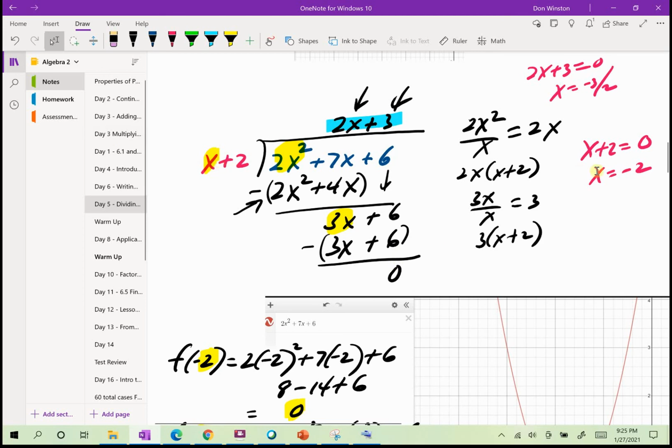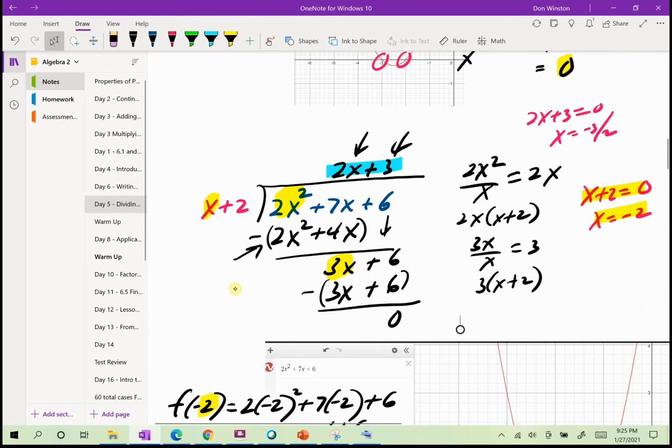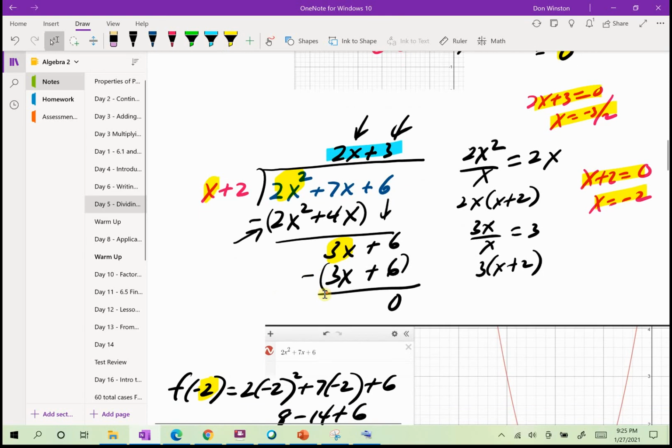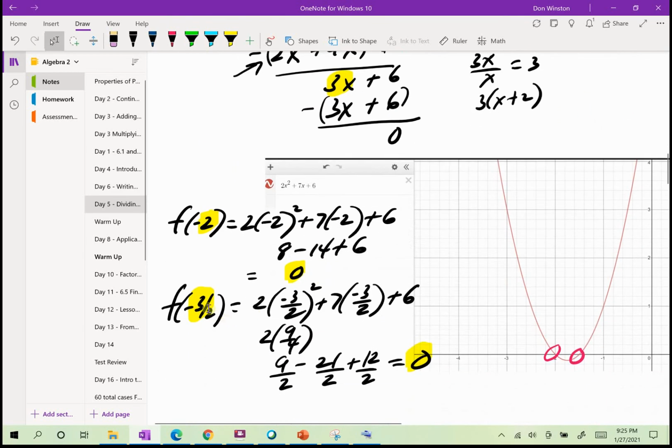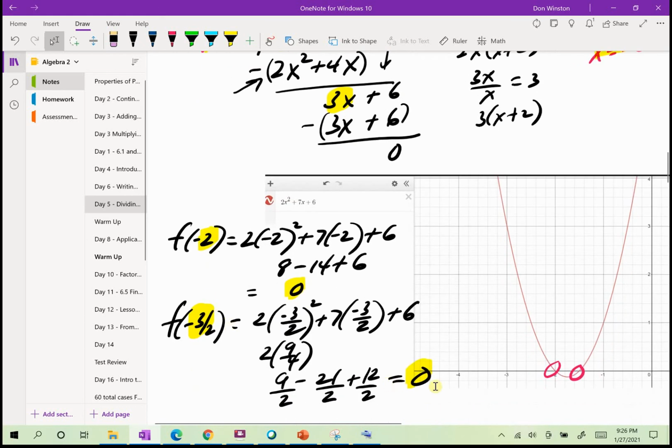The 0 for x plus 2 is negative 2. If I substitute that into 2x squared plus 7x plus 6, this is like synthetic substitution. I should get the same remainder as I got when I did long division, and I get 0. Then the other factor was 2x plus 3. If 2x plus 3 equals 0, I get a 0 of negative 3 over 2. If I substitute that into my polynomial, 2x squared plus 7x plus 6, I'll get 0 again.